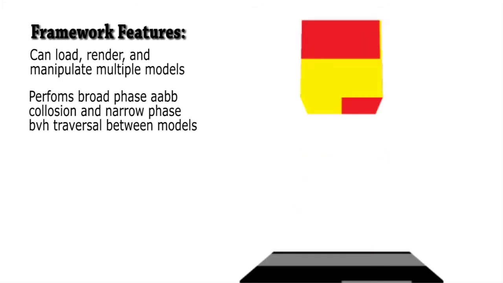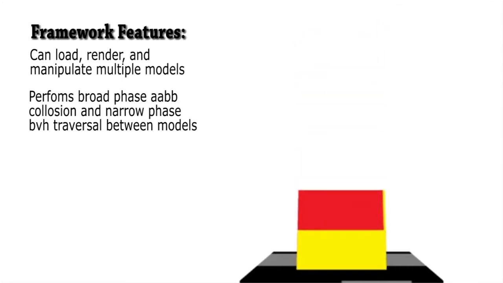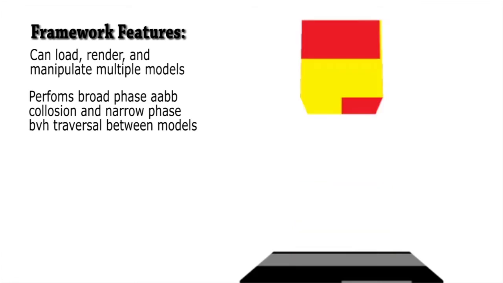This test involves the triangles of one soft body model traversing through a bounding volume hierarchy created from the other model and checking for intersections. Each intersecting triangle is then passed to the soft body to perform an appropriate collision response.